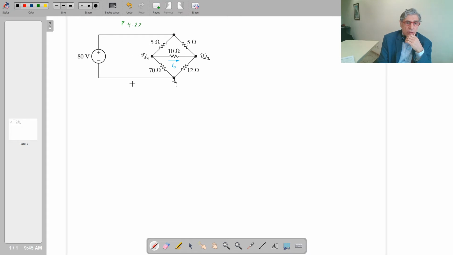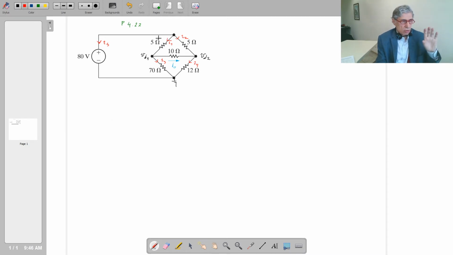And I choose the current references also. Current reference for this independent source, passive sign convention, like this. That is the one, that is already given, and that is the one. Since this node voltage is already known, this is IS, and this is I1, I2, I3, I4.